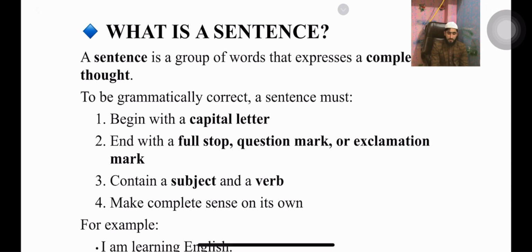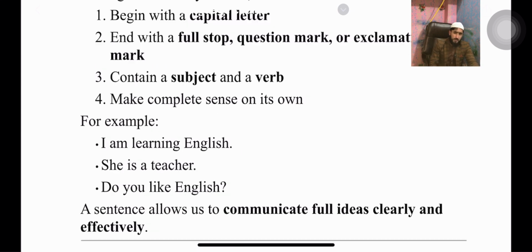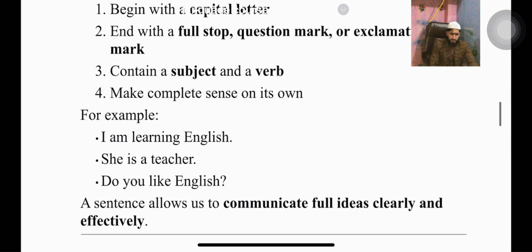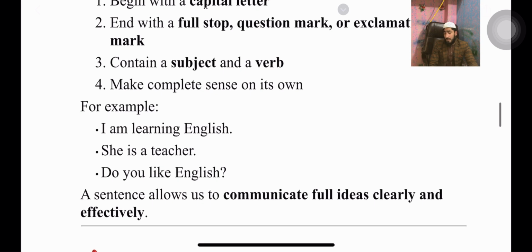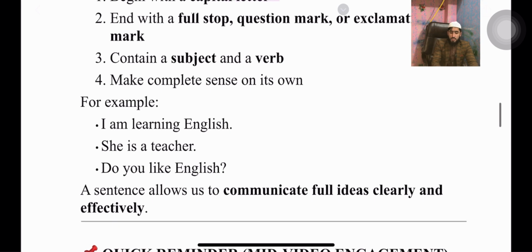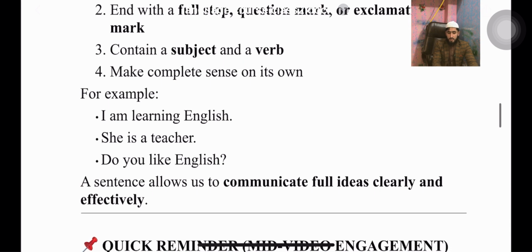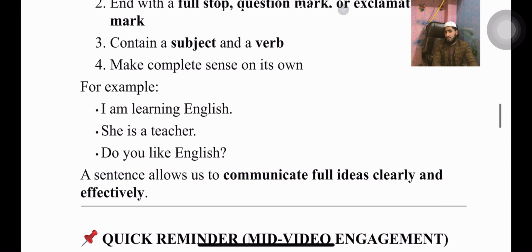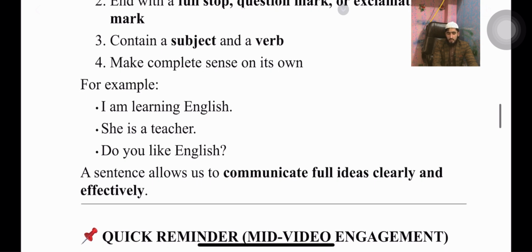It must contain a subject and a verb, and make complete sense on its own. For example, I am learning English. She is a teacher. Do you like English? A sentence allows us to communicate full ideas clearly and effectively.